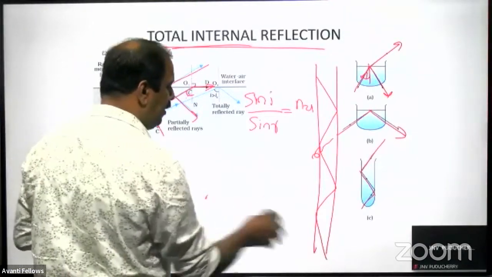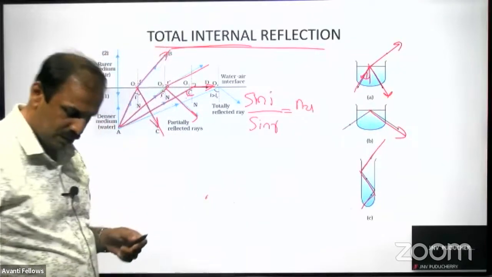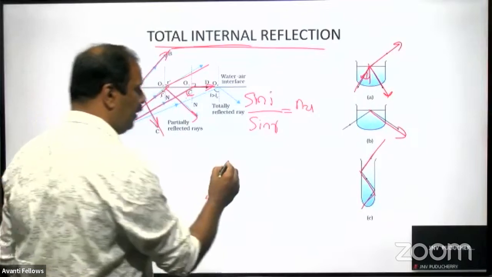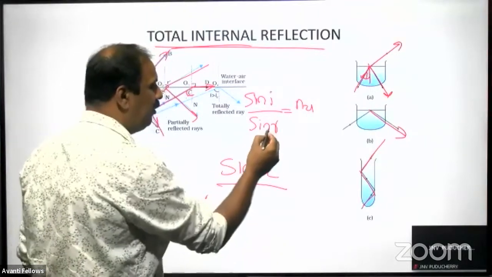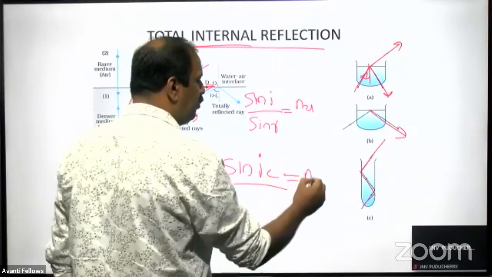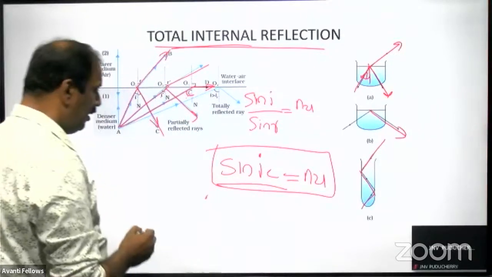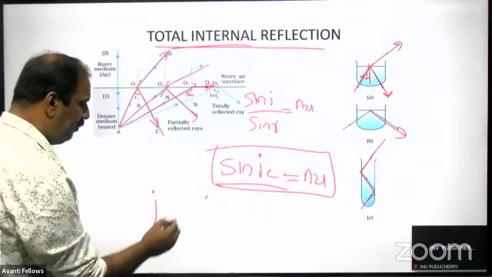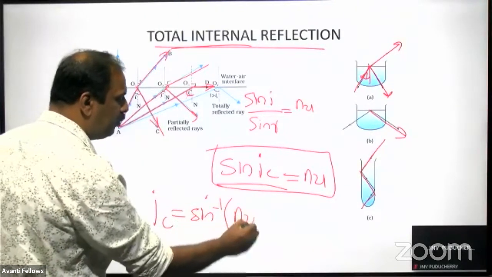At a critical angle, what can we write? Sin i_c, this sin r will be sin 90, which will be 1. So sin i_c is equal to n21. So this is the relation. So the critical angle i_c will be equal to sin inverse of n21.